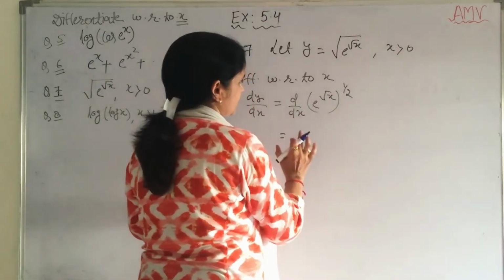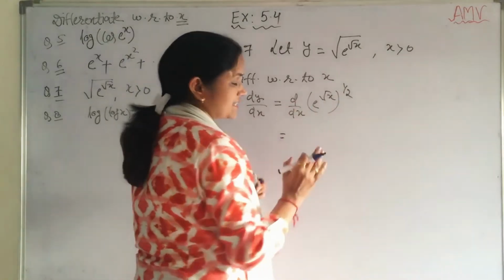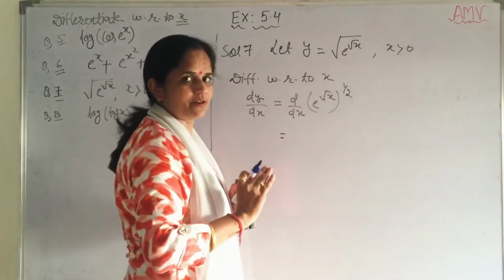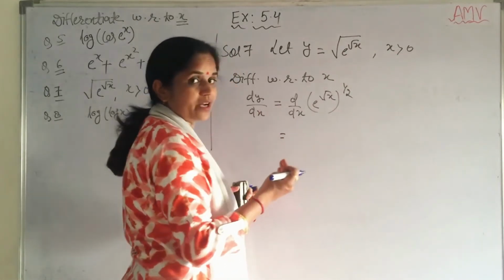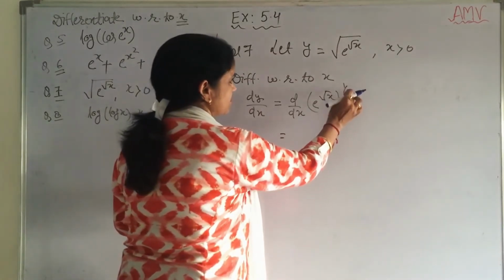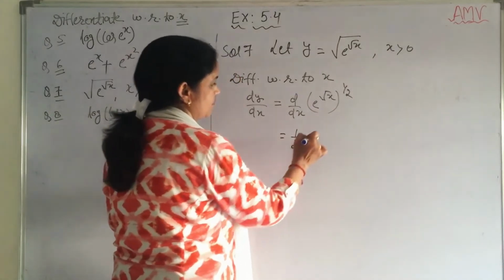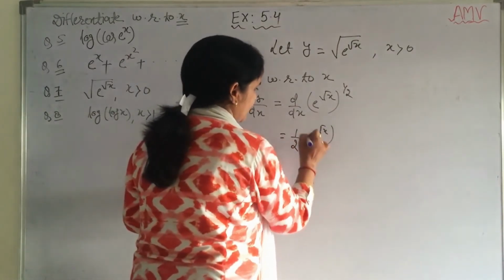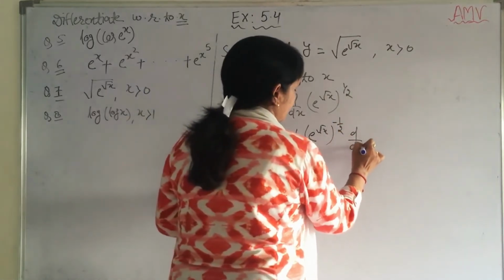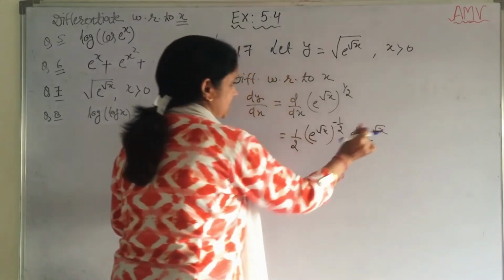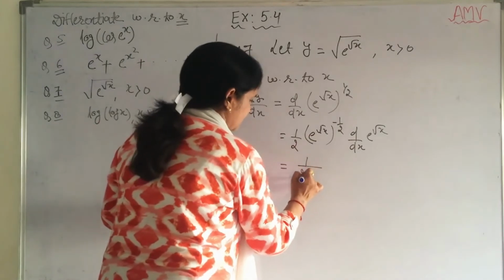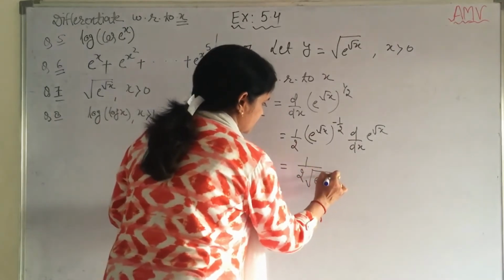So first keep e raised to root x as x in your mind. So it is x raised 1 by 2. Apply the formula of x raised n. Formula is n x raised n minus 1. Here in place of n is 1 by 2. So it is 1 by 2 e raised root x power minus 1 by 2. Okay. And now d by dx of e raised root x. Here we can write this 2 root e raised to root x.